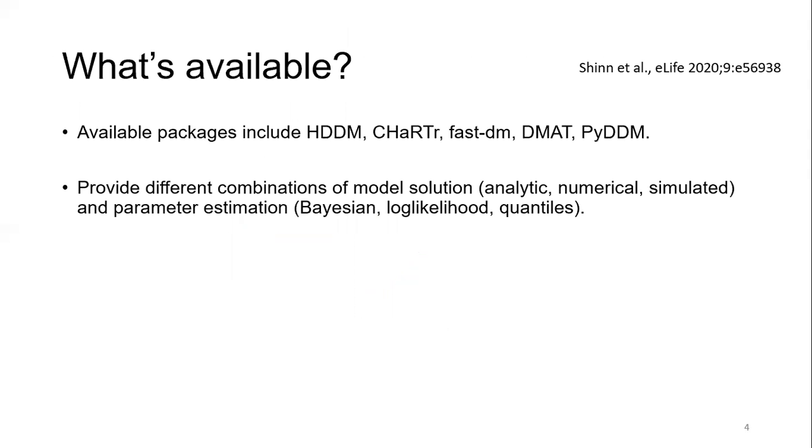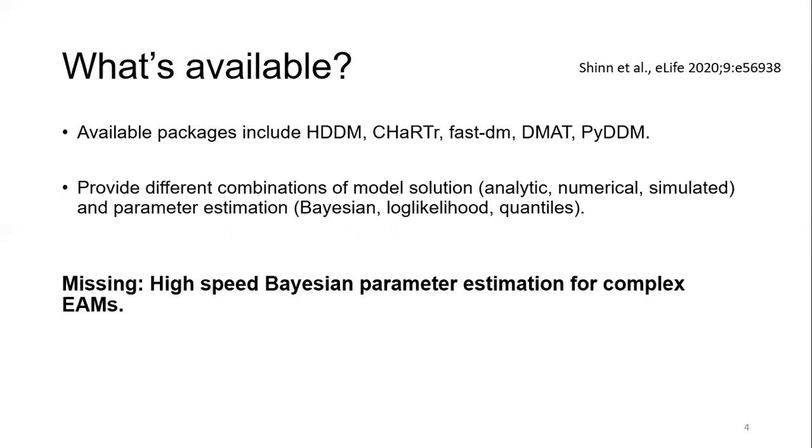So what is available to deal with these types of models? Available packages at the moment include HDDM, ChartR, FastDM, DMAT, and PyDDM. Each of these provides a different useful combination of model solution type, whether it's analytic, numerical, or simulated, and parameter estimation technique, Bayesian, log likelihood, or quantile method. However, what's missing in these is a high-speed Bayesian parameter estimation tool for complex user-defined evidence accumulation models.